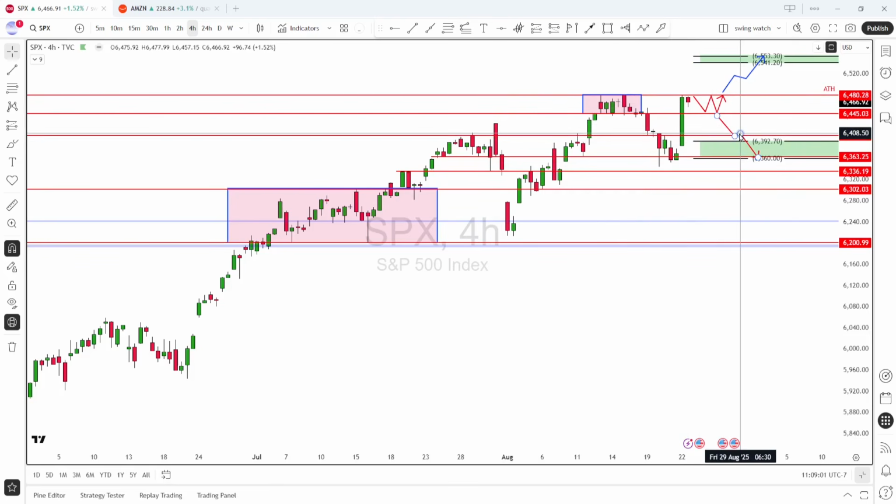And if it's unable to hold that, then we look for the lower range of the weekly expected move to be in play, and also this particular potential support level at 6363, which is in confluence with the lower range.